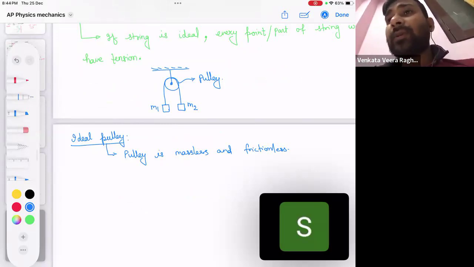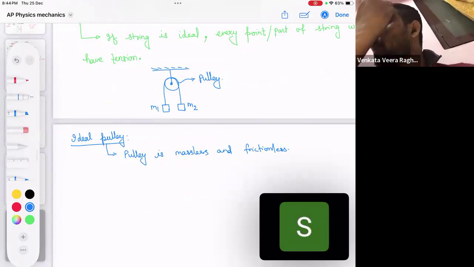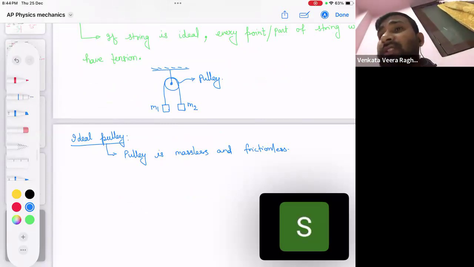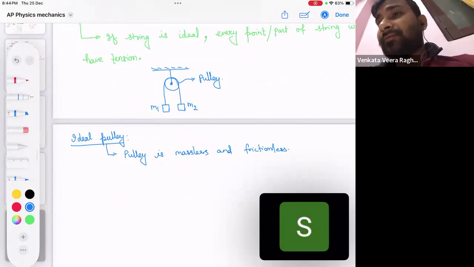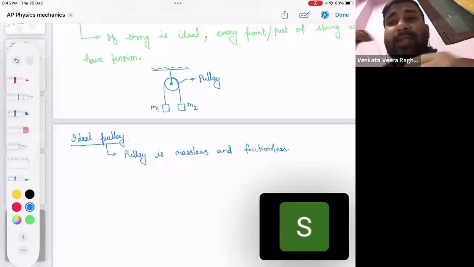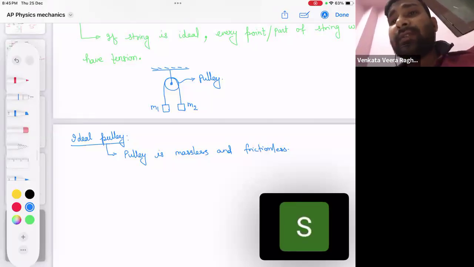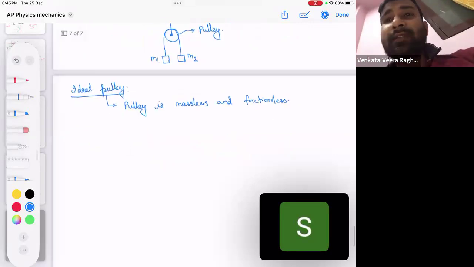Again, how is it possible to be massless? It means the pulley's mass is negligible compared to the other objects connected with the pulley. Frictionless means as smooth as possible. Let's make the pulley as smooth as possible. Understood? That kind of pulley is called massless and frictionless.